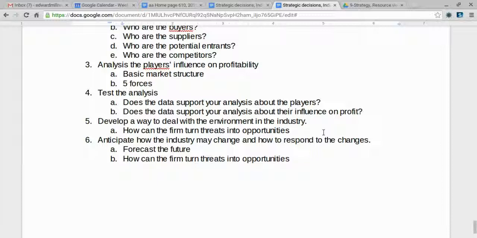Number 5, develop a way to deal with the environment in the industry. You're going to see some problems. Well, are there some things I can do to turn those threats into opportunities? A lot of this often hinges on product differentiation. Frequently, the more you can differentiate your product and create a niche, that's generally going to be the better you are.